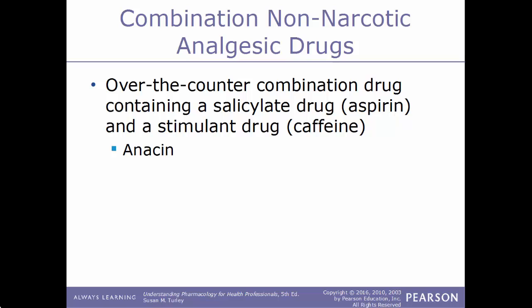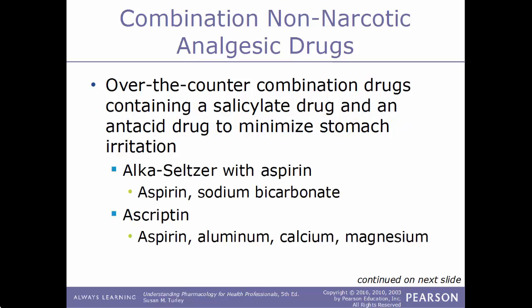Now you'll often find non-narcotic analgesic drugs that are a combination drug, and there are multiple forms that you can find these combinations in. See, one possible combination is a salicylate drug, like aspirin, and a stimulant drug, such as caffeine. An example of this kind of combination would be Anacin. Another possible combination, having a salicylate drug with an antacid drug to help minimize stomach irritation. Some examples of this kind would be Alka-Seltzer with aspirin, which would be a combination of aspirin and sodium bicarbonate, and also the drug Ascriptin, which is a combination of aspirin and aluminum and calcium and magnesium.